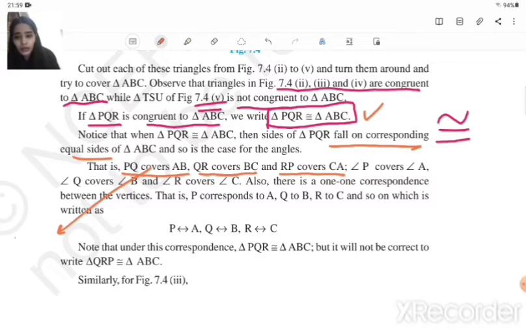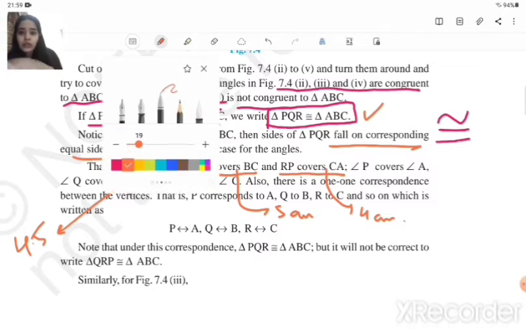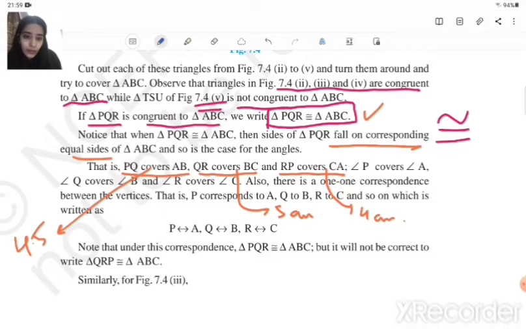PQ and AB are equal to 4.5. QR and BC are of 5 centimeter and this one is of 4 centimeter. Also, when we compare these triangles, we will observe that the angles are also equal. So angle P covers angle A exactly, Q covers B and R covers C respectively.